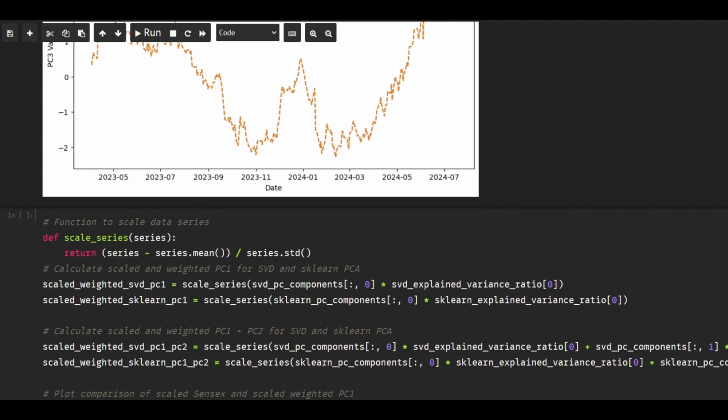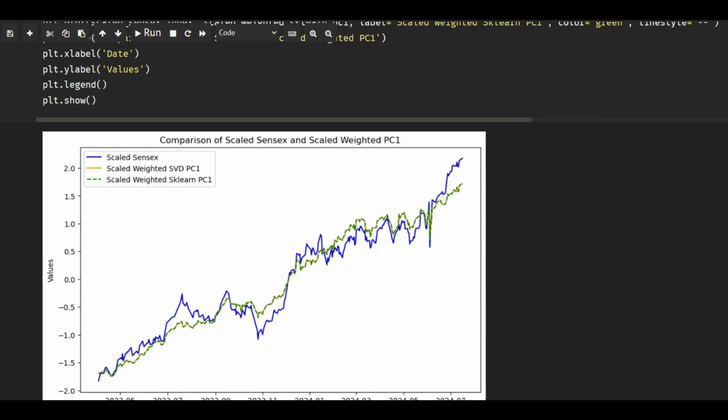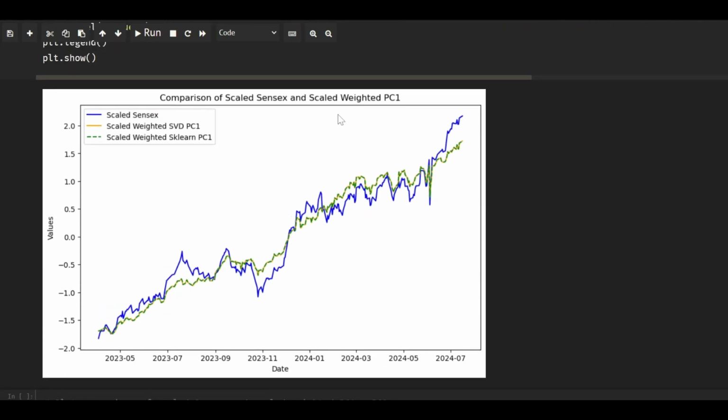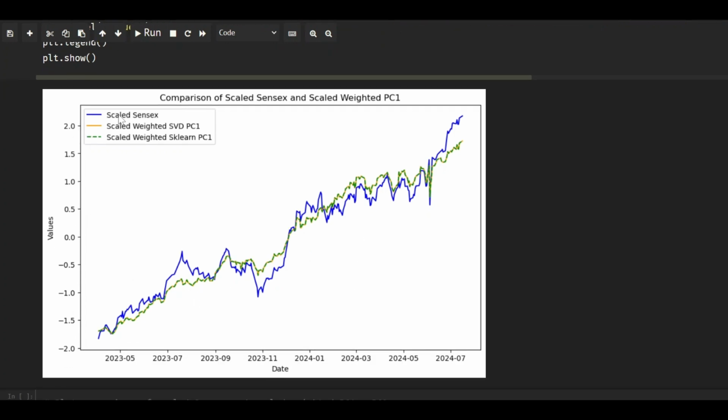And what in fact we can do is, let me run this code. What I've done here is I've taken my principal component 1 from both my manual calculation, from first principles, and from the Python library. One is in orange, one is in green, and both of them are overlapping, so we are on the right track. And I have overlaid it on the Sensex data.